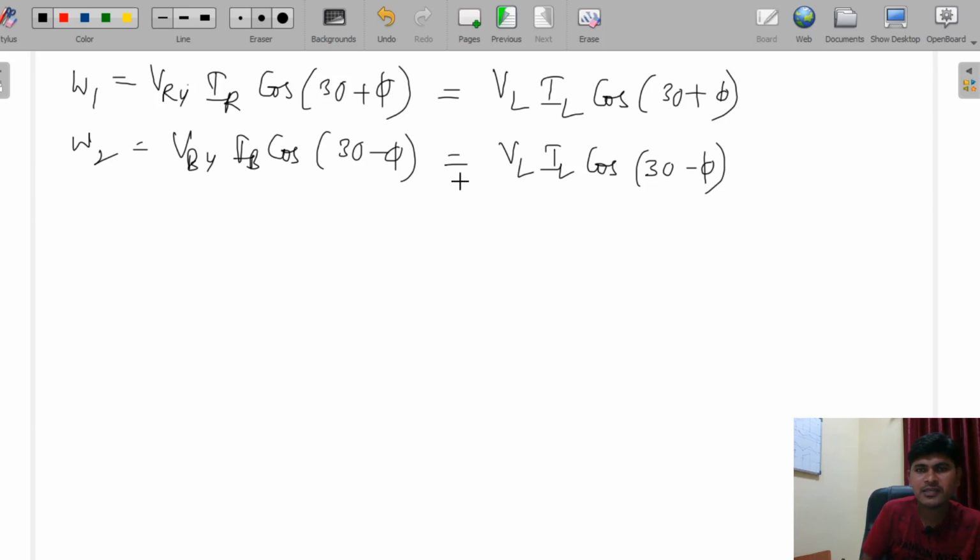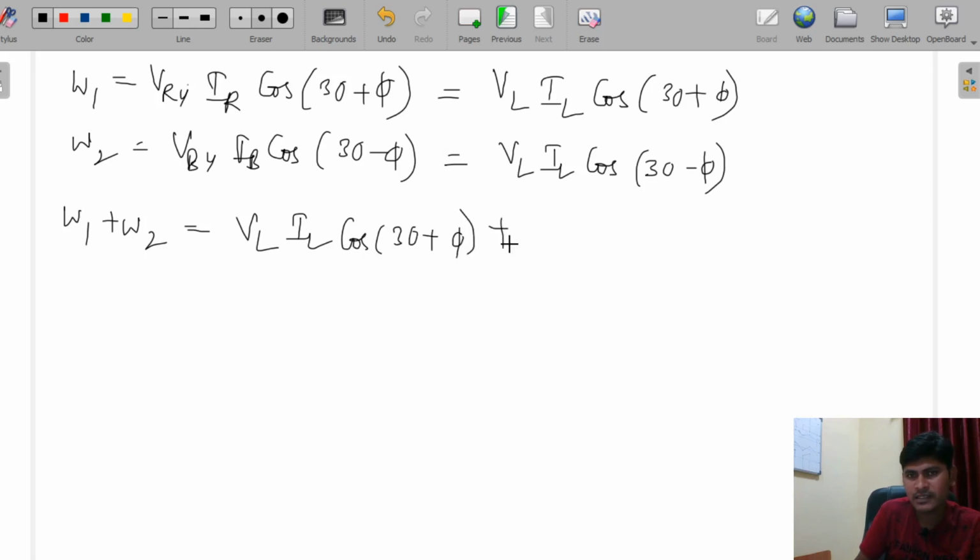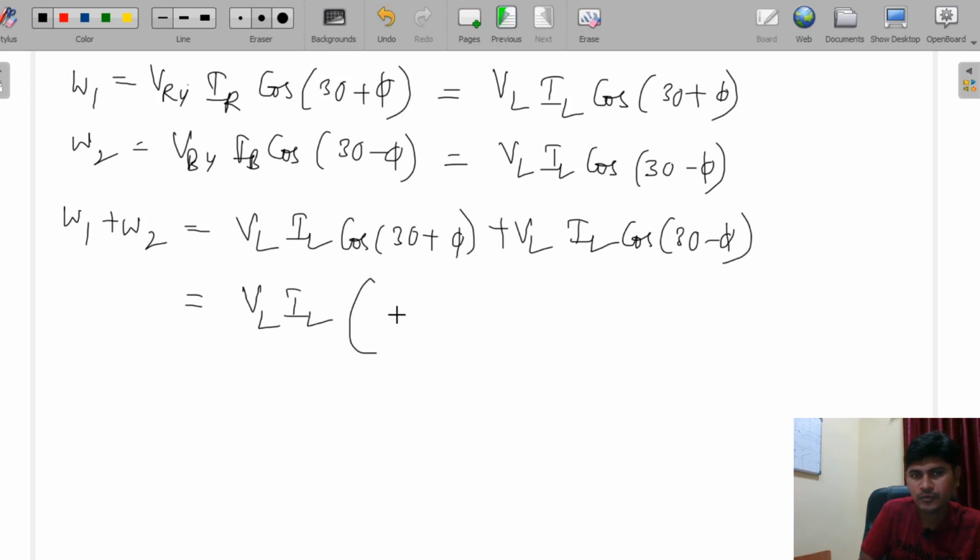Now let me check whether the algebraic sum of these two will be equal to the power consumed by the three phase load or not. So W1 plus W2 is equal to VL IL cos of 30 plus phi plus VL IL cos of 30 minus phi. Okay, this will be equal to VL IL into cos of 30 plus phi plus cos of 30 minus phi.